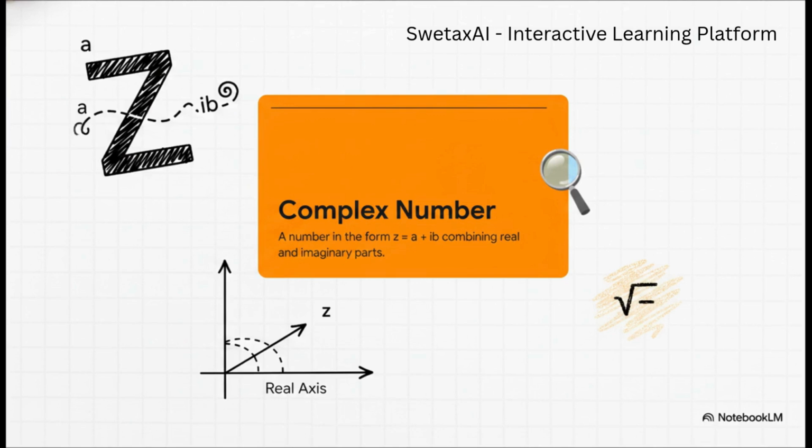Now, that i is the famous imaginary unit. It represents the square root of -1. Fun fact, mathematicians actually thought this concept was completely absurd when it was first discovered. But rather than getting bogged down in the abstract theory, I really want you to look at this equation as just a set of precise instructions.